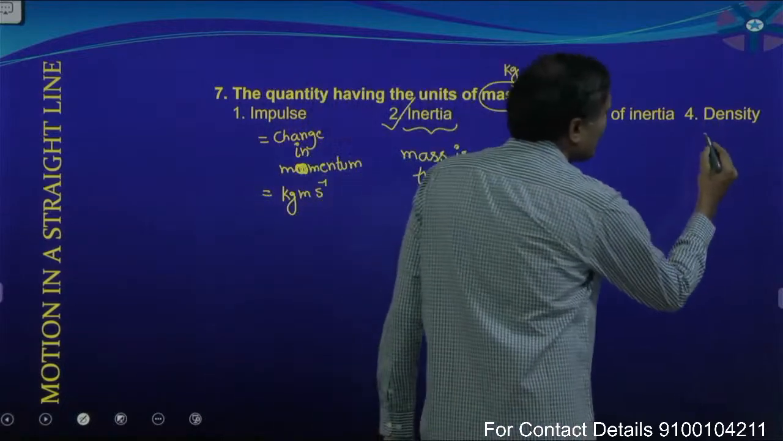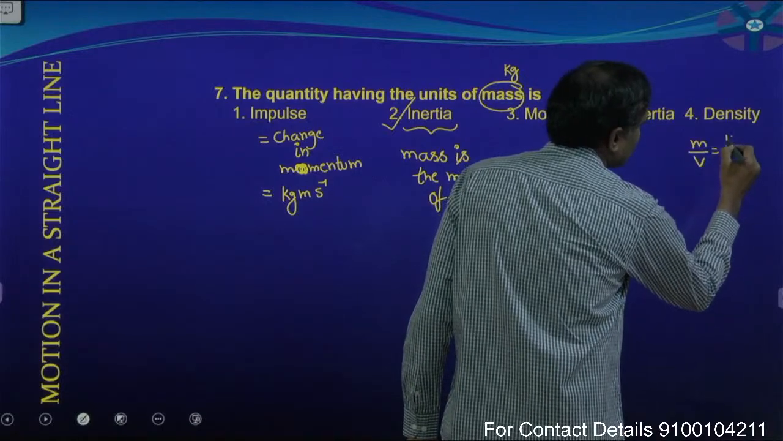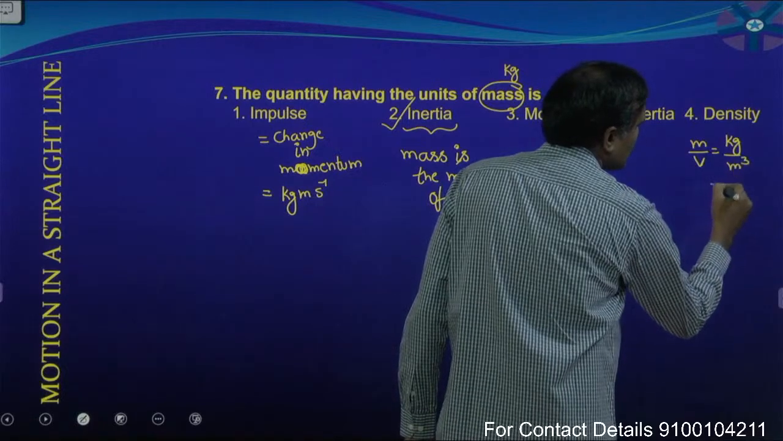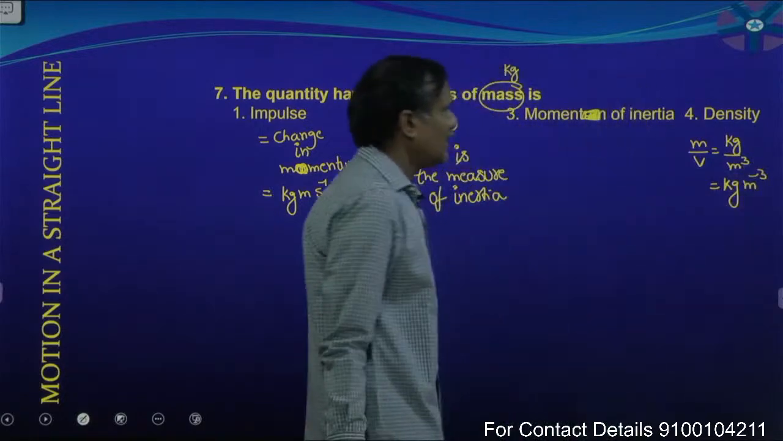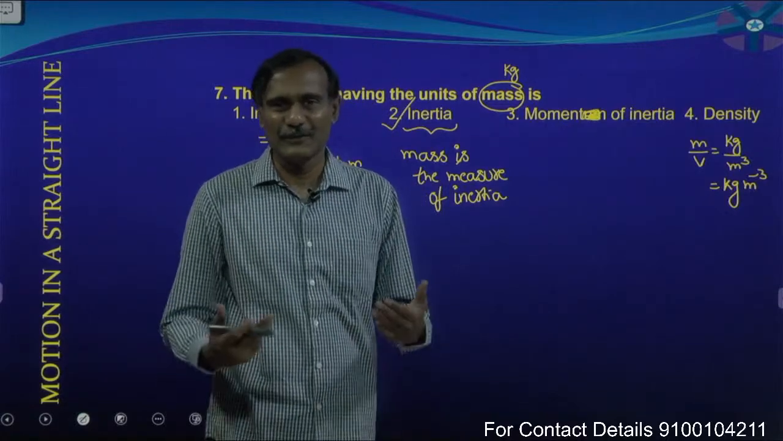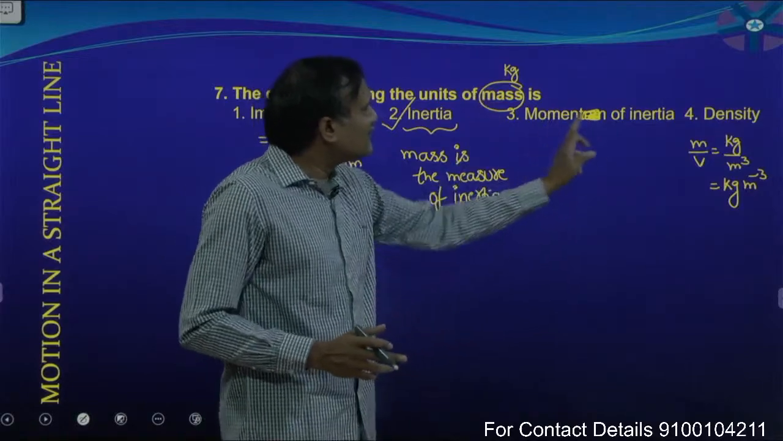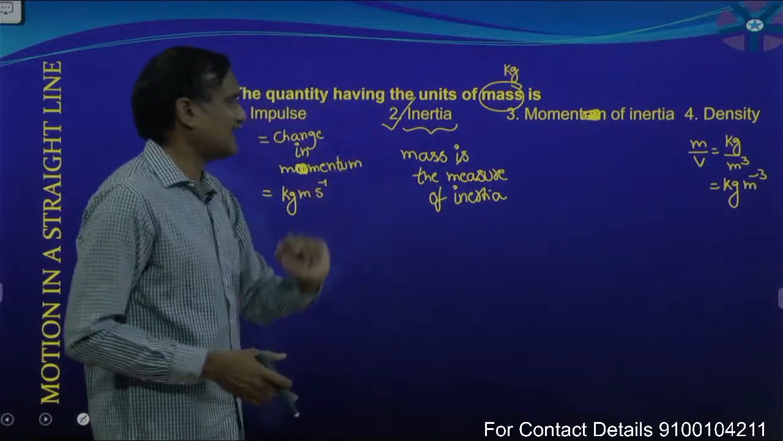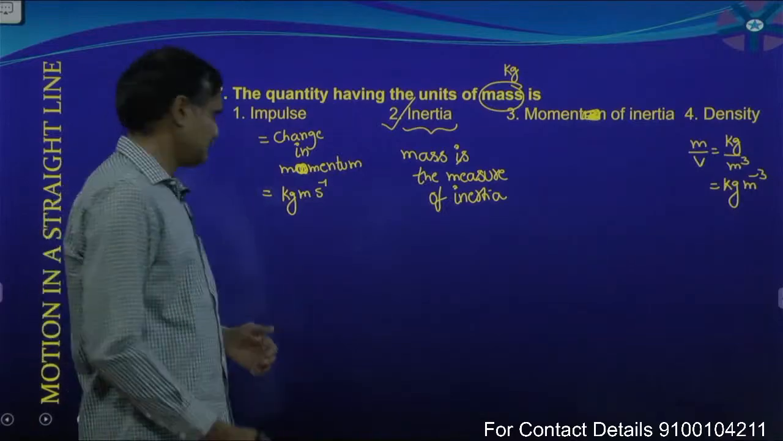Okay, what is meant by density? Mass divided by volume. Mass unit kilogram, volume unit meter cube. That means kg meter power minus 3. I am not discussing this moment of inertia. Actually, we don't know that moment of inertia till now. But kg is not the unit of moment of inertia. So, what is the option? The second option is the correct one, because mass is the measure of inertia.